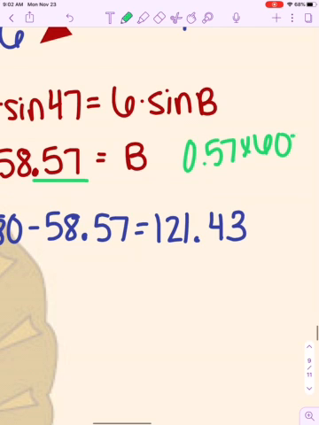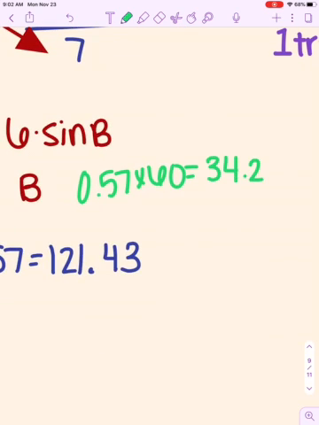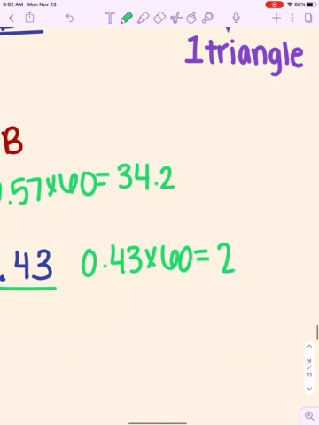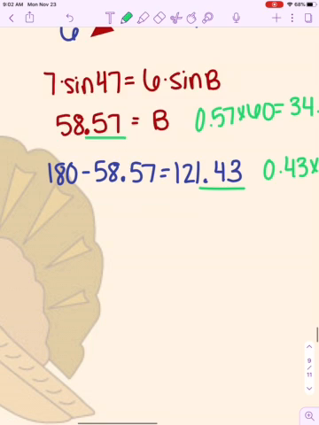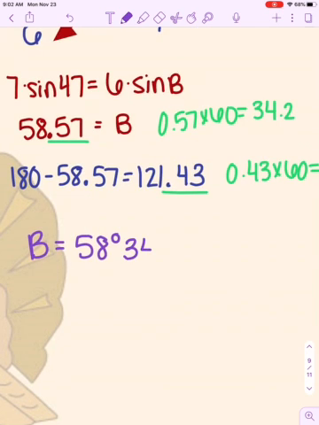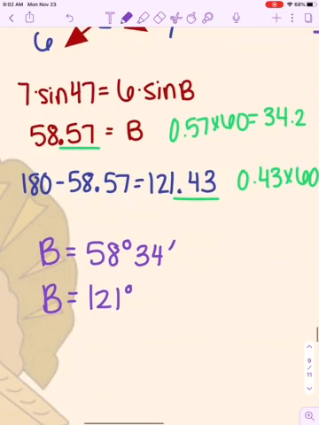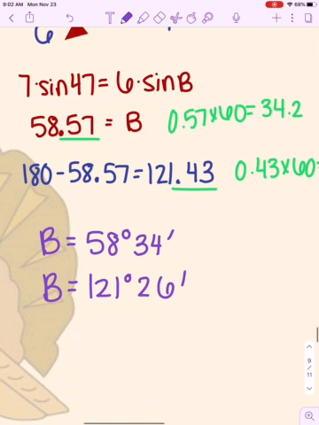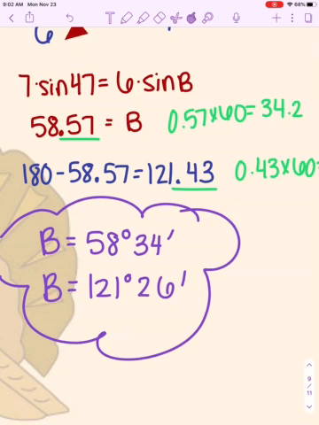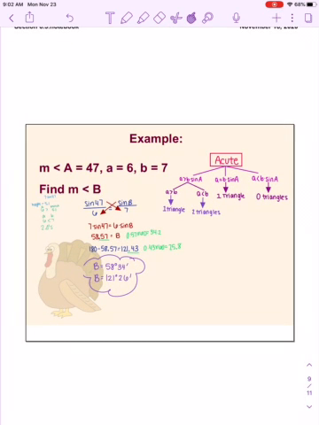And then we just need to turn them both into minutes. So 0.57 times 60 is 34.2. 0.43 times 60 is 25.8. So B is 58 degrees 34 minutes, and it is also 121 degrees 26 minutes. We had to have 2 because there were 2 triangles.